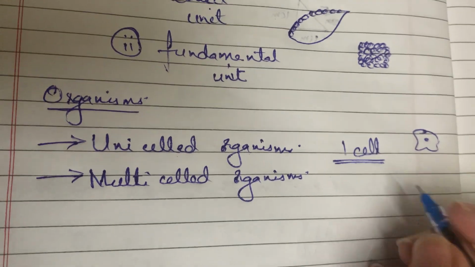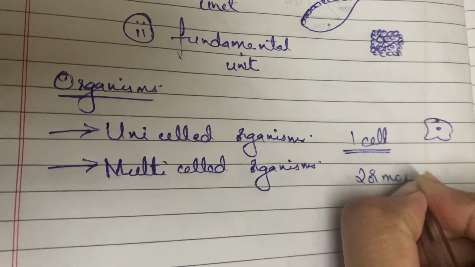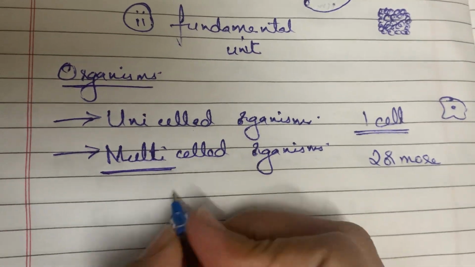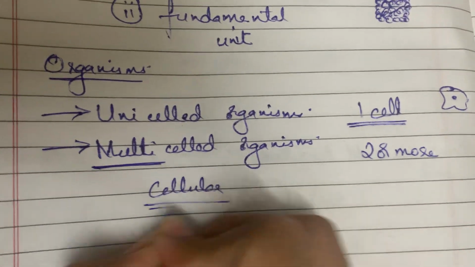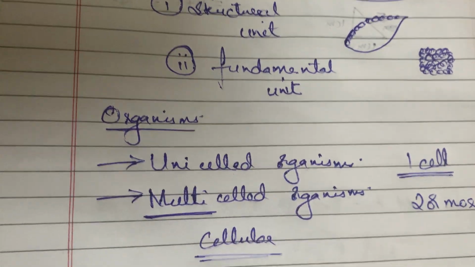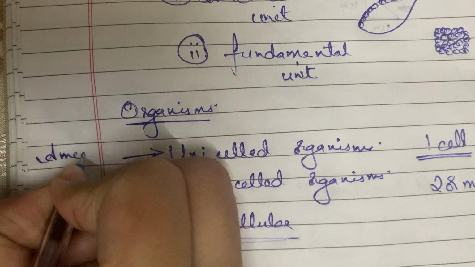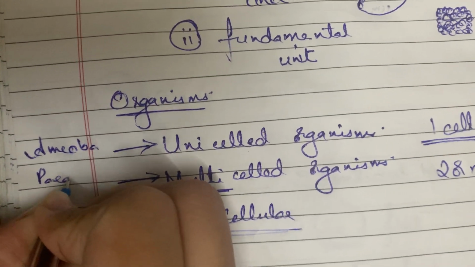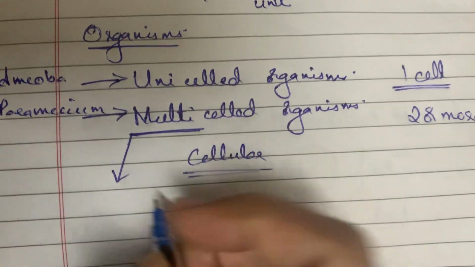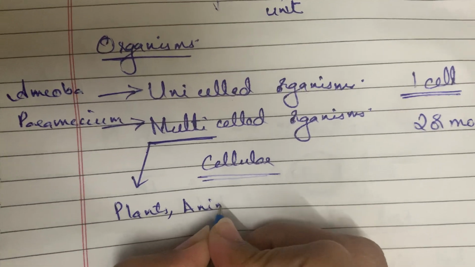Likewise, you have the multicelled organisms. Multicelled means two or more cells. When any organism is made up of two or more cells, they are called multicellular or multicelled organisms. So let's take the unicellular organisms. The unicellular organisms are amoeba and paramecium. Going to the multicellular organisms, we have plants and animals. They are made up of multiple cells.